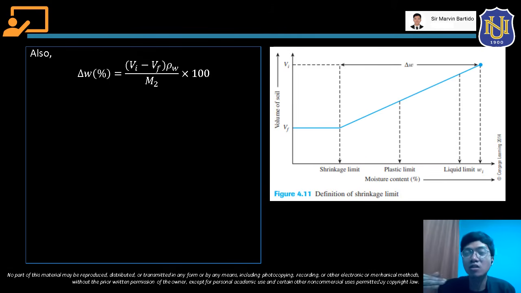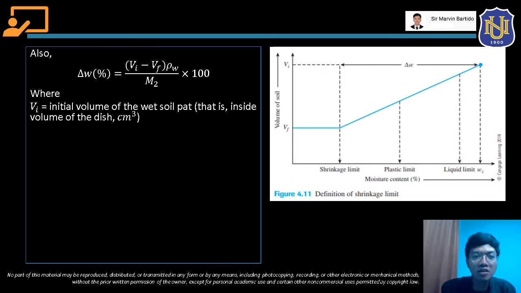So how do we do that? Take note that the density of water, or rho sub W, is the mass of water over the volume of water. Right. So if we multiply the volume of water by the density of water, what we get is the mass of water. So basically, our formula here in the numerator is the mass of water.